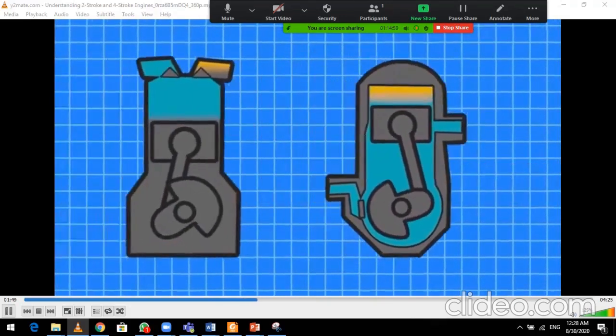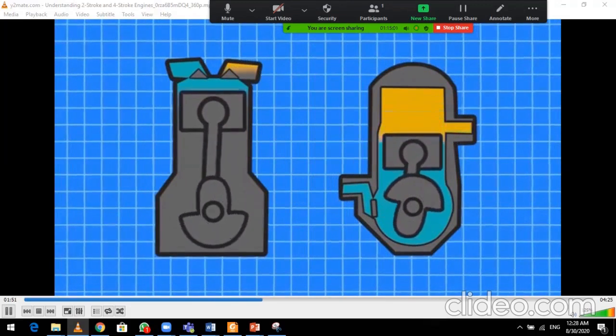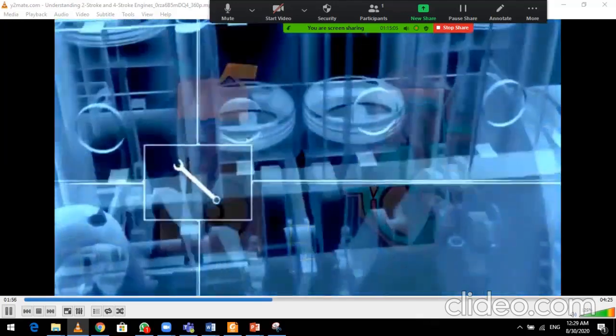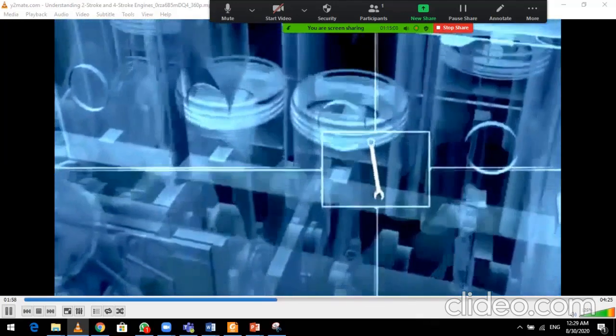These are the basic mechanics of each engine type, but both have significant advantages and disadvantages, which has ultimately led to a more widespread use of the four-stroke engine.